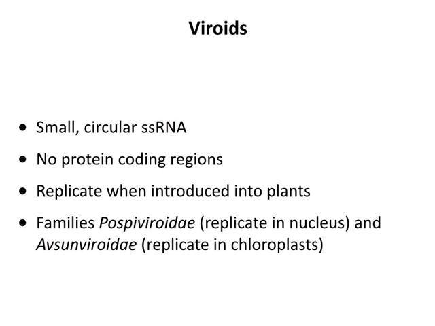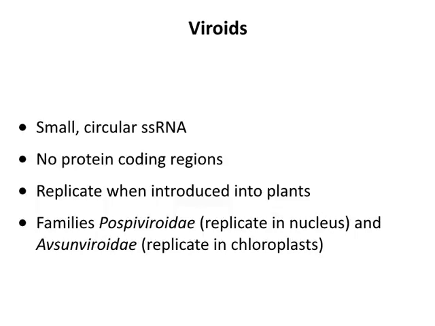As I said, they have no coats. They don't encode any protein. There's no protein coding region at all. When you put these in plants, they replicate. So these are largely plant infectious agents. And there are two families. They're called Pospiviroidae, and these replicate in the nucleus of the plant cell. And the other is Avsunviroidae. They replicate in chloroplasts of the plant cells.